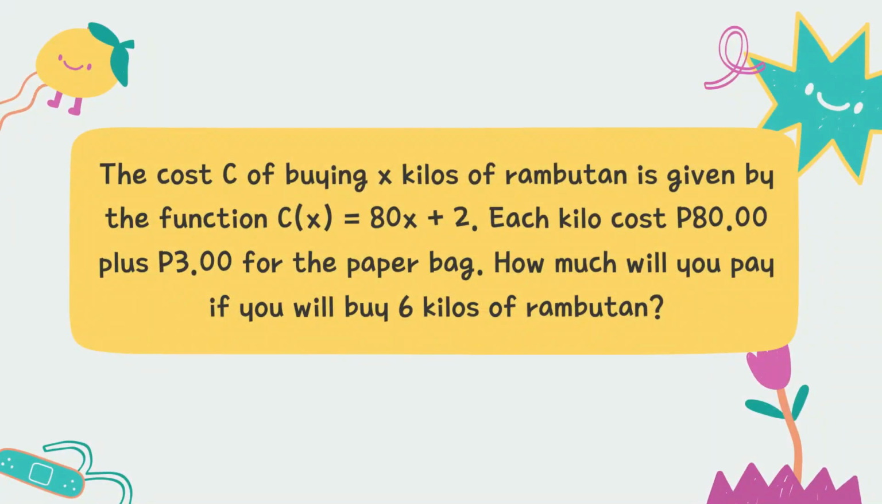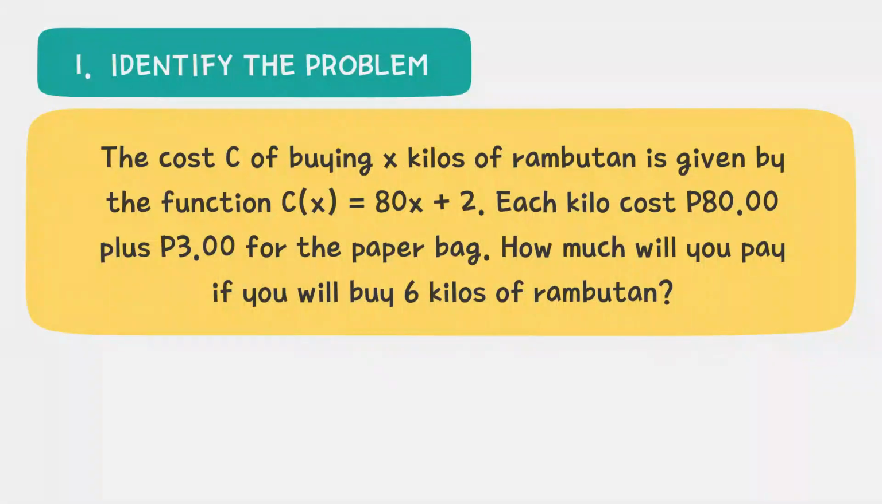The cost C of buying x kilos of rambutan is given by the function C(x) = 80x + 2. Each kilo costs 80 pesos plus 2 pesos for the paper bag. How much will you pay if you will buy 6 kilos of rambutan?